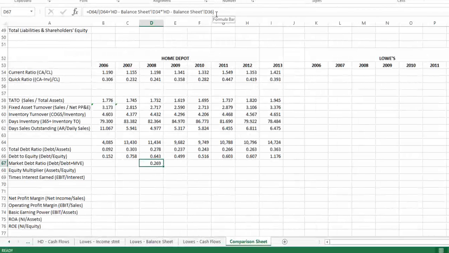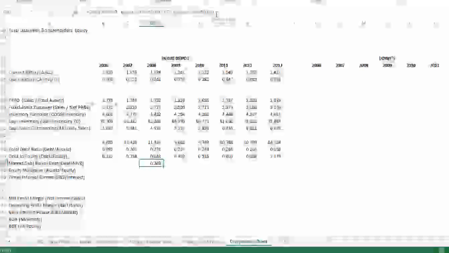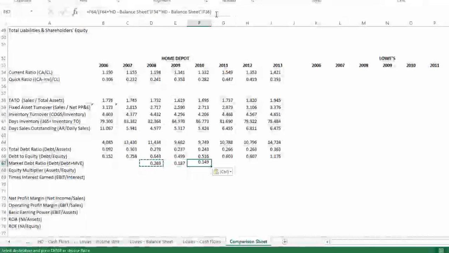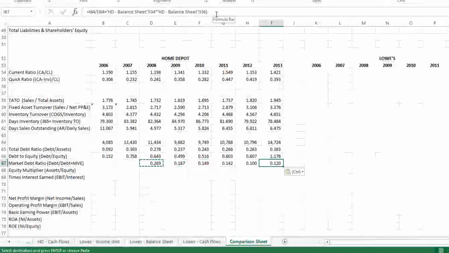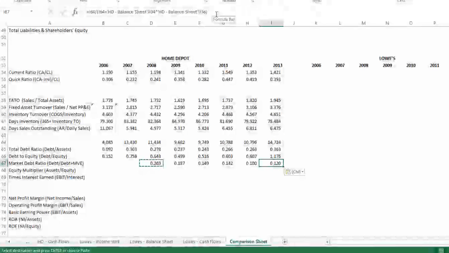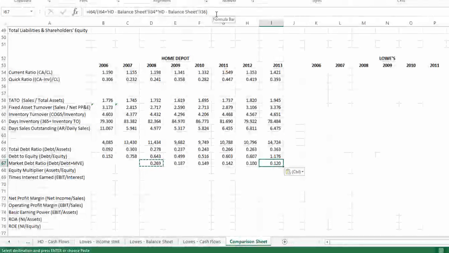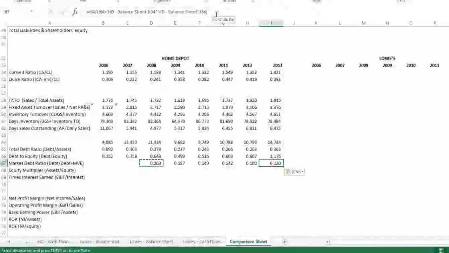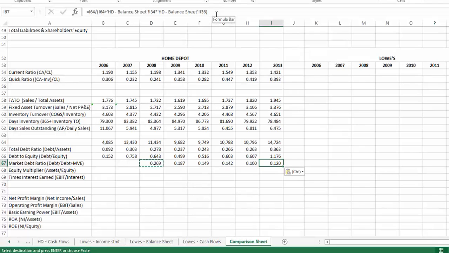And so I got a number of 0.269. And again, if I copy that across, we have a slightly different picture now. The leverage number is going down, but it's mainly because our market value of equity has gone up substantially over time. So from 2008 to 2013, the value of our equity has really grown, although the book value of equity hasn't grown all that much.